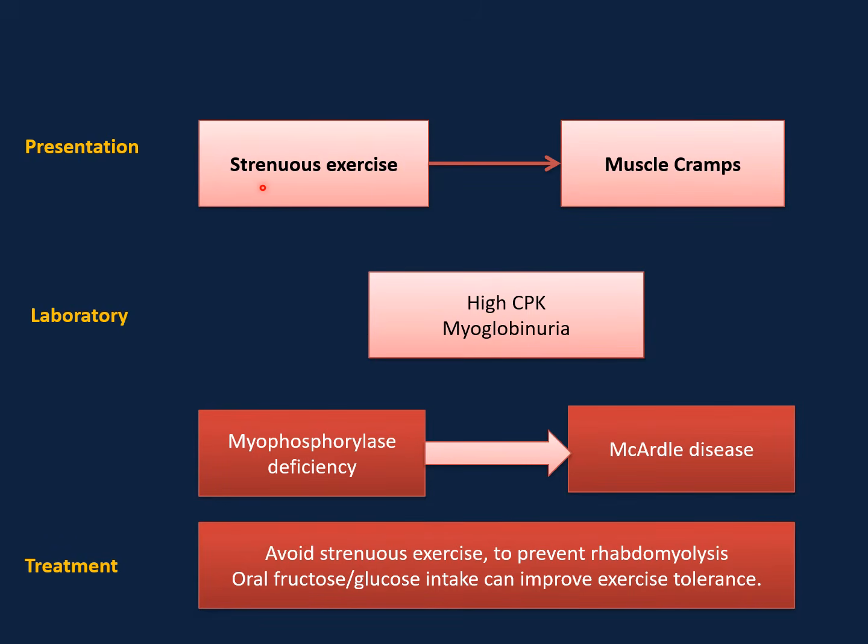If you have a child that presents with muscle cramps after strenuous exercise, if you do laboratory testing and you find the CPK or creatine phosphokinase is elevated and myoglobin in urine, this is a case of McArdle disease, because of deficiency of myophosphorylase enzyme. The treatment: avoid strenuous exercise to prevent rhabdomyolysis, and oral fructose or glucose intake can improve the exercise tolerance. This is high yield.